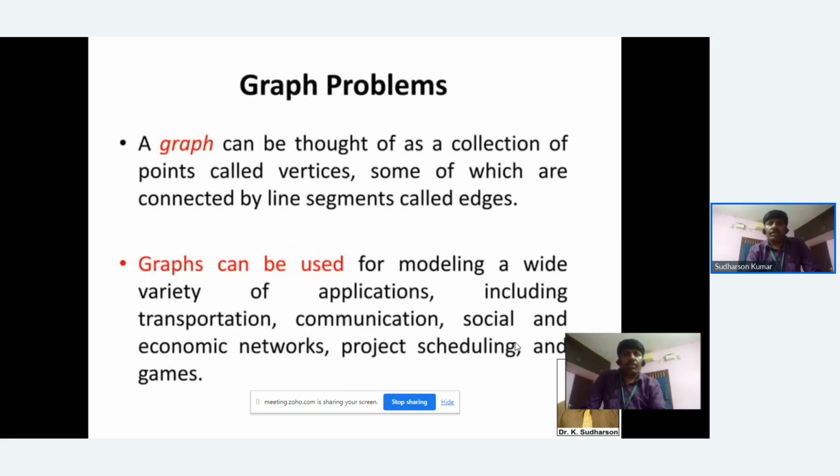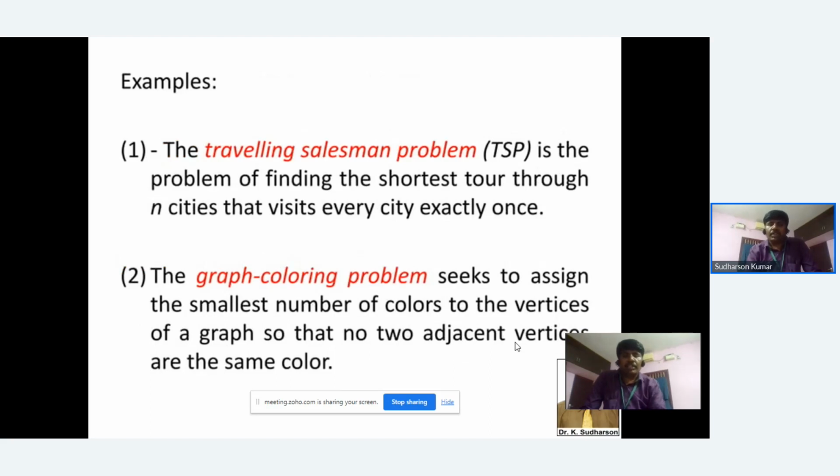Then graph problems. We have a number of graph problems like transportation, communication, economic networks, and project scheduling. These things we can do with the help of graphs. So these problem types we can solve with the help of algorithms, along with the traveling salesman and graph coloring problems. These are some problems we can solve with algorithmic techniques, and we'll see them in detail in the upcoming sessions.